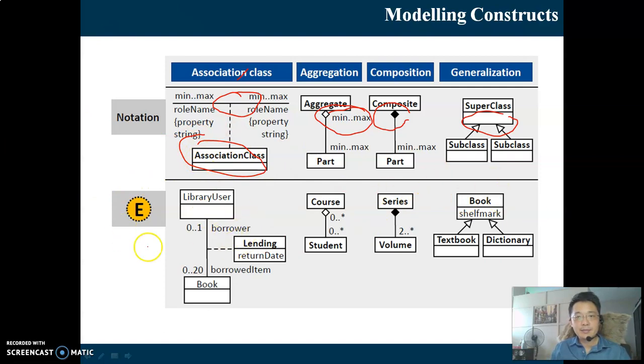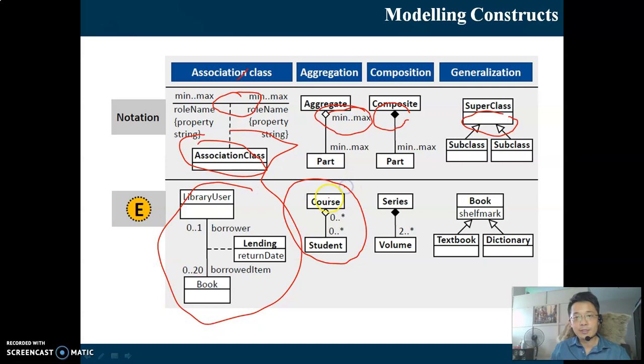Okay. I think I've explained the first example here. Now here is showing aggregation. A course can have 0 or many students, but we can have a course without any student. That's why it's called aggregation. For composition, a series will have many volumes of book, and you cannot have 0. So composition is like aggregation, but you must have at least 2.